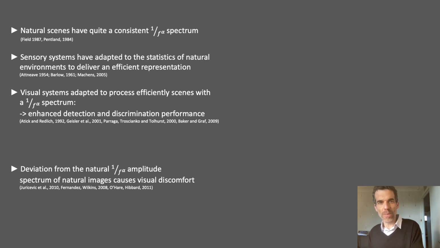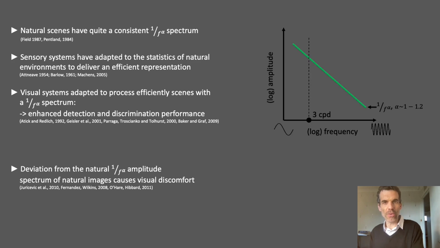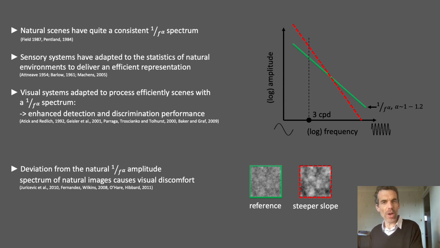For visual discomfort, a lot of studies have shown that deviation with respect to the 1 over f statistics creates discomfort. So for example, if we take noise with a typical 1 over f structure and you change the structure to have a steeper slope, so an increased representation of low spatial frequencies, or a shallower slope, you get more visual discomfort. But we can improve on that.